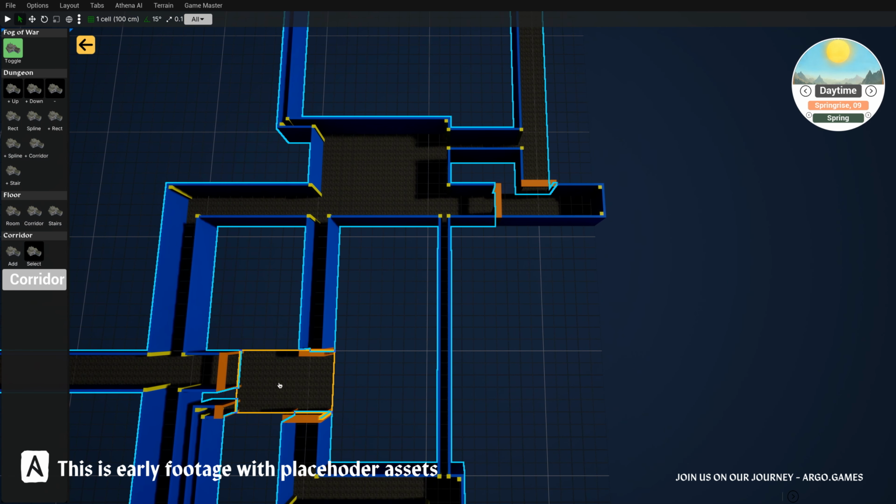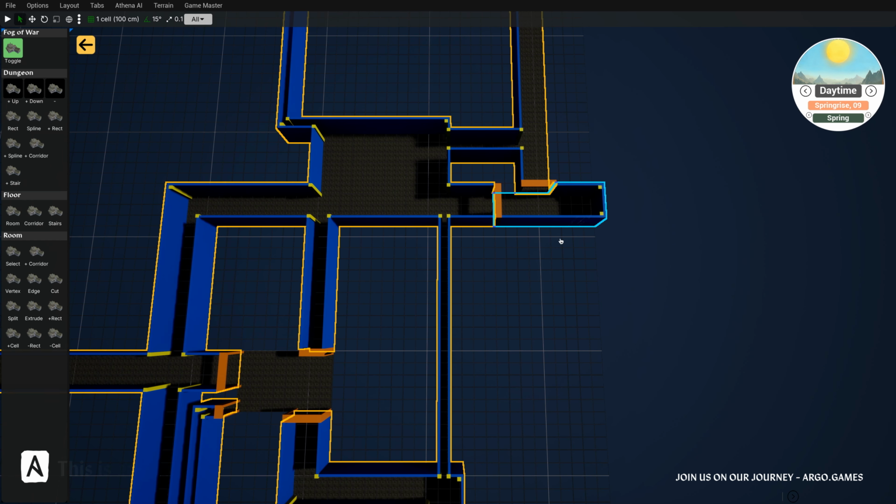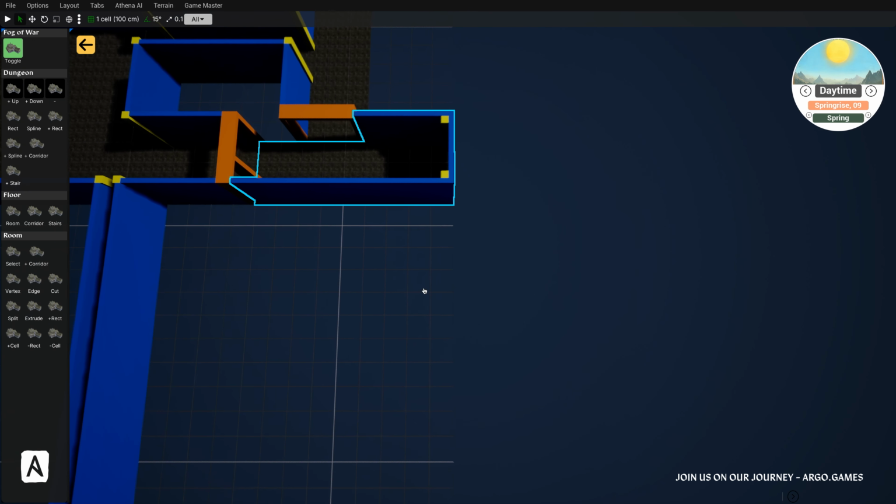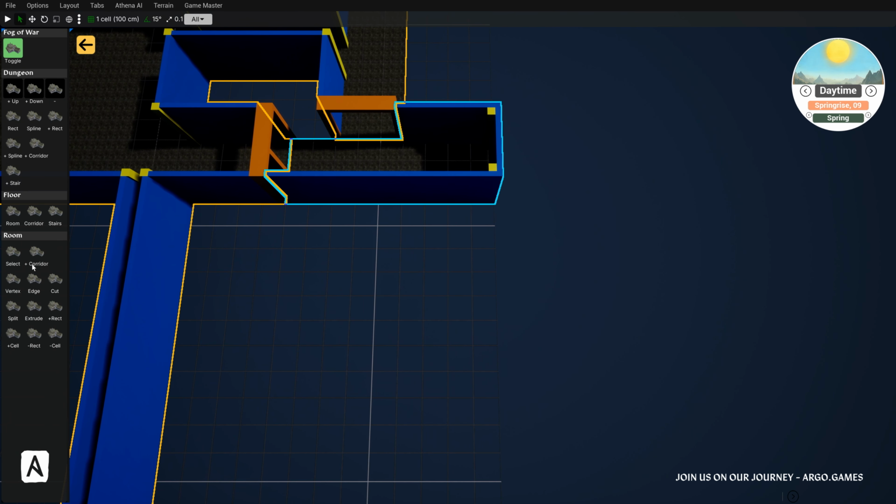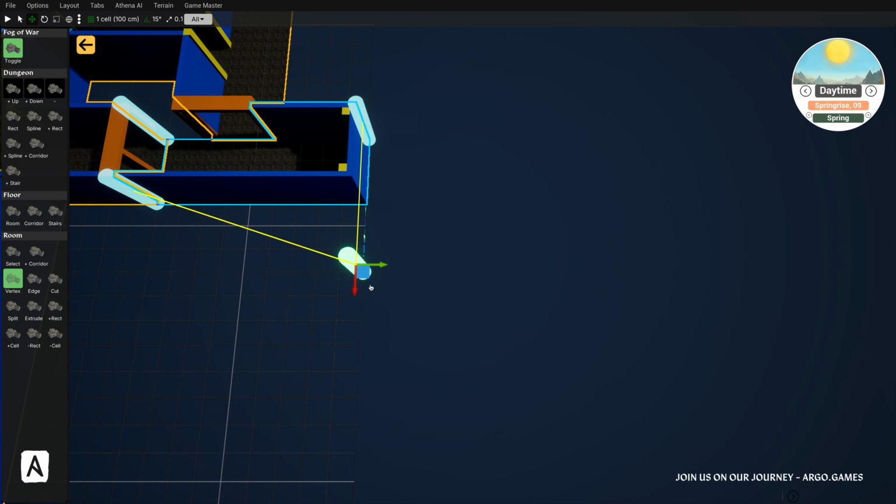The outlines show the structure of the dungeon level. They help us see what we are hovering over or selecting, whether it is a room or a network of corridors. Game masters can immediately understand which part of the dungeon they are working on and how it connects to the rest of the level.